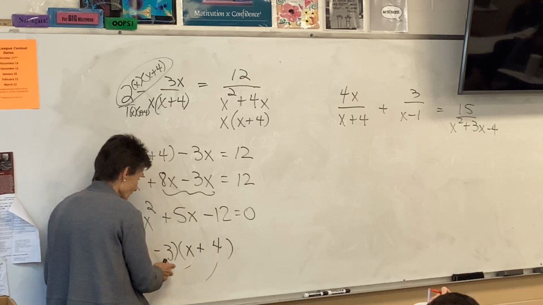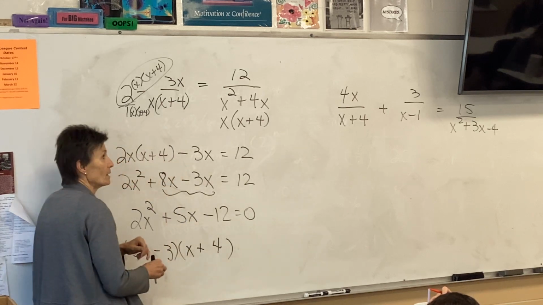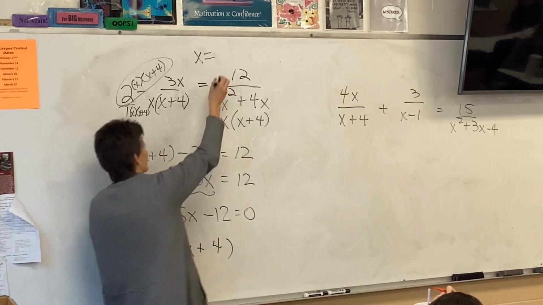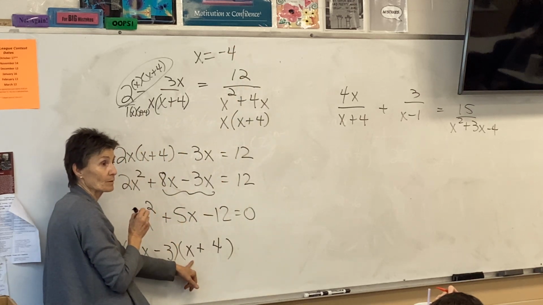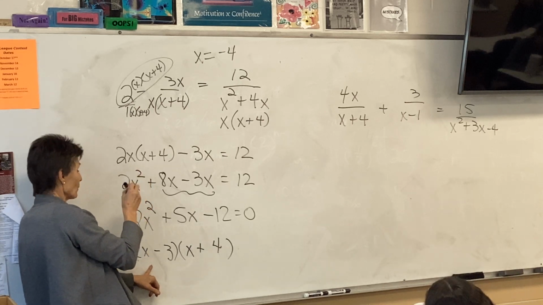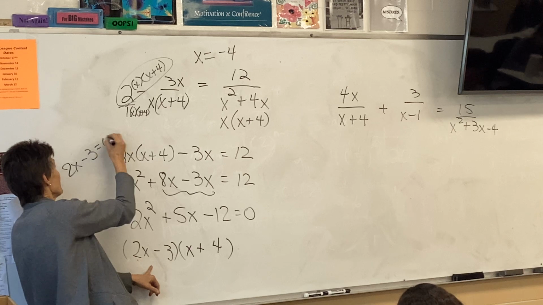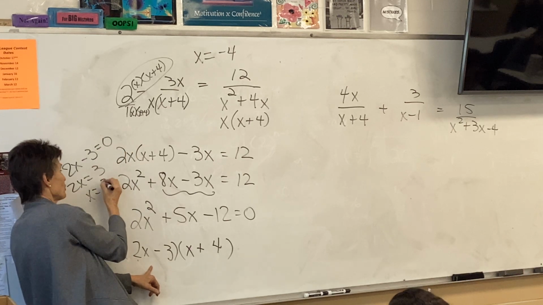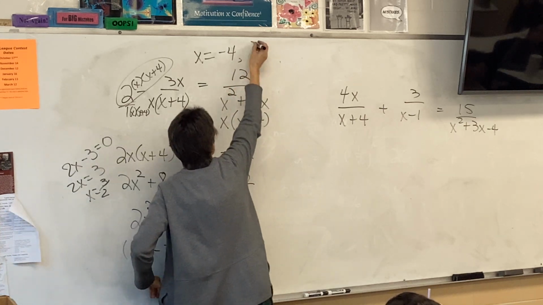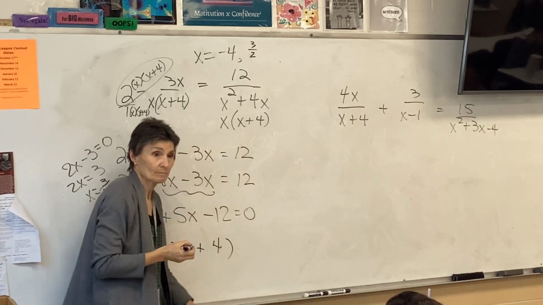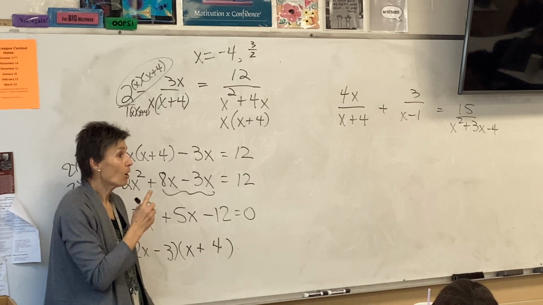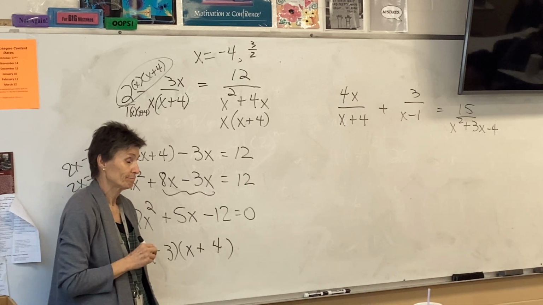Am I done? No, because what am I looking for? X. So X is going to equal what? The answer to the question. This one's going to be negative 4. Does everybody agree with that? What's this one going to be? 3 over 2. Listen, you might want to write that down to make sure you don't mess it up. It's going to be 3 over 2, isn't it? Set it equal to 0. So the other answer is 3 over 2. That's a little harder than the ones we did yesterday.